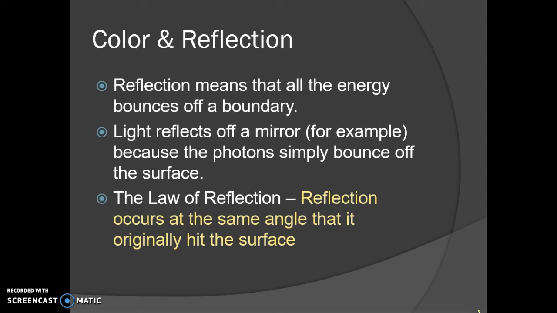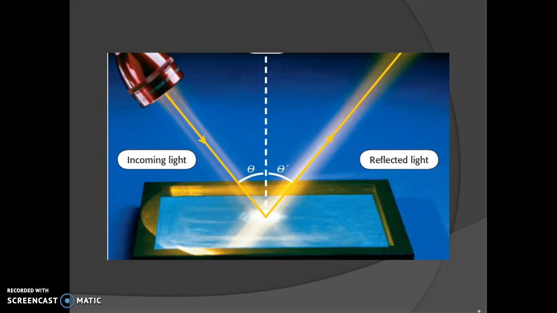All right, and then we have this thing called the law of reflection, which says that reflection occurs at the same angle that it originally hit the surface. So what does that mean? Well, that means that right here we have a light source that's shining this light down. Okay, it's hitting this surface, which just so happens to be a mirror, and when it hits this surface, it bounces back up. And it bounces up so that it has the same angle that it hit the surface with.